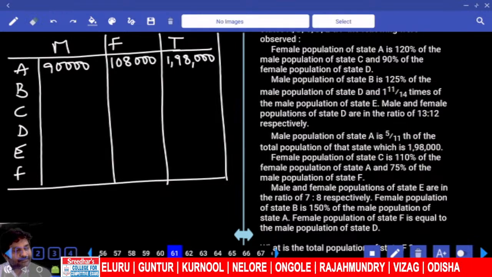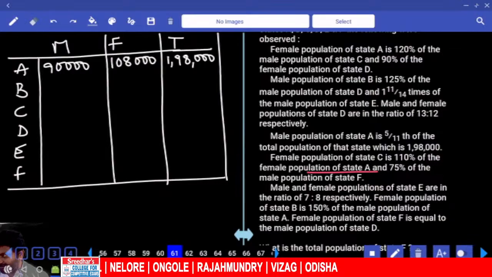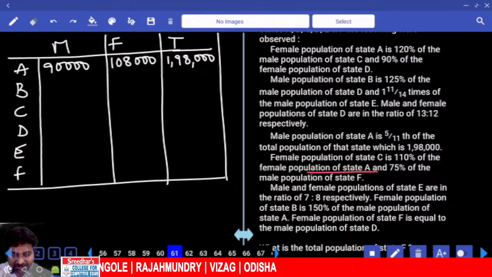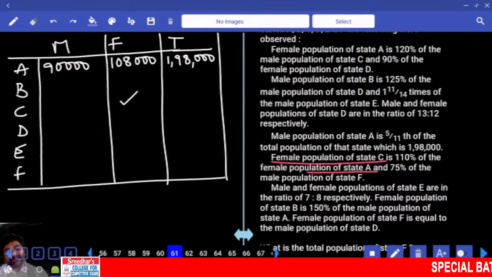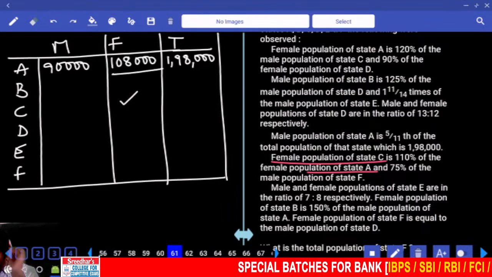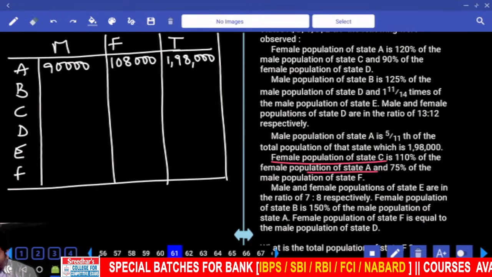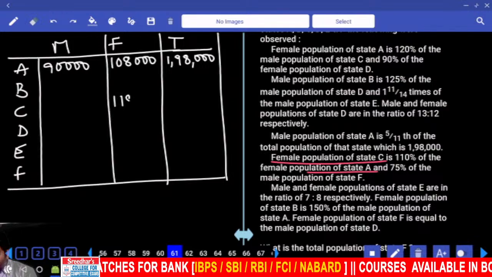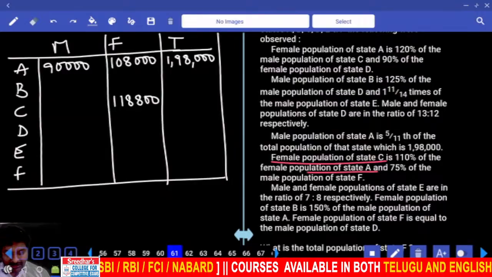Now, because state A is there in the next continuation, let me read that also. Female population of C is 110% of female population of state A. That means to the state A female we have to add 10%. What is 10% of this number? 10,800. If you add, it becomes 1,18,800 female in C.